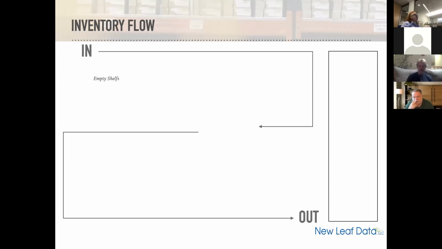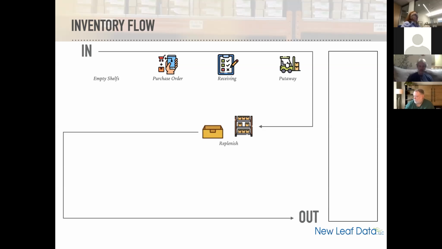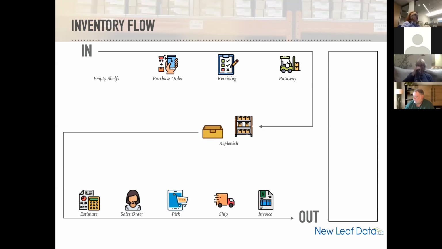Here's that flow a little bit more fleshed out. Start with empty shelves, you create a purchase order, you receive it, you put it away. You might put it away on a big shelf because you're not going to pick all of those items right at first. So you have a place where you put your pallets. Then you have a separate place for the same SKU for your pickers. Then you create an estimate, create a sales order, pick it, ship it, and you invoice it.